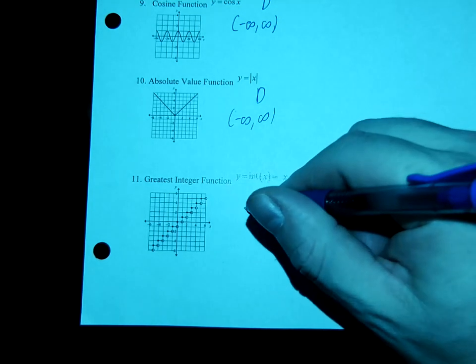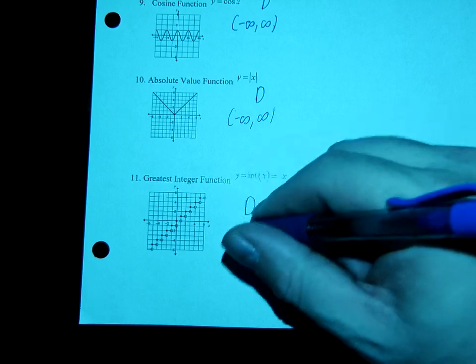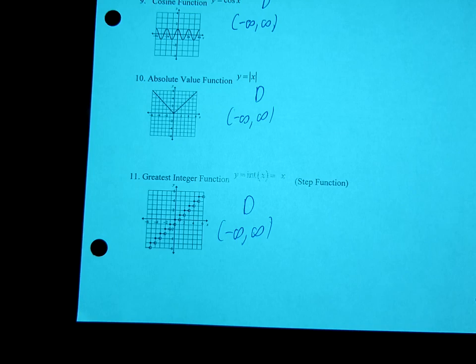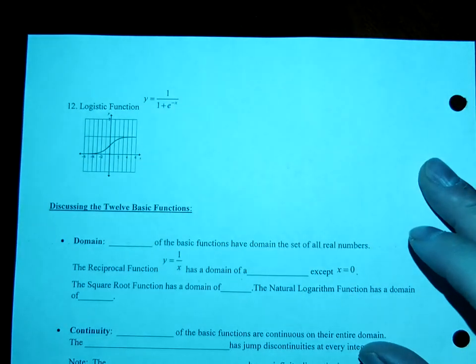But we can use any x value here. The domain is not limited. There is no limitation in the domain on this particular function. And I did say for 12, so there obviously is one on the back, which is this one.